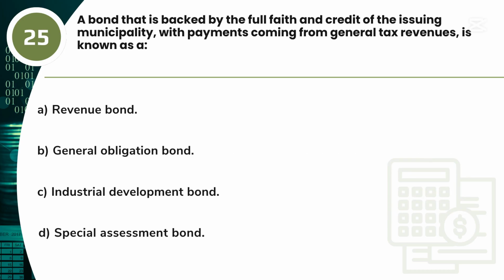Question 25. A bond that is backed by the full faith and credit of the issuing municipality, with payments coming from general tax revenues, is known as A. Revenue bond. B. General obligation bond. C. Industrial development bond. D. Special assessment bond.